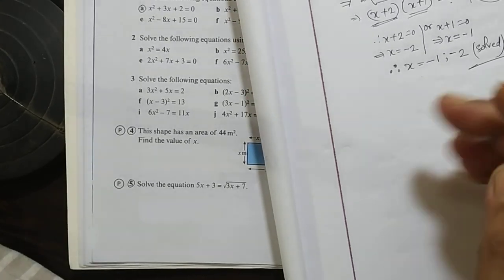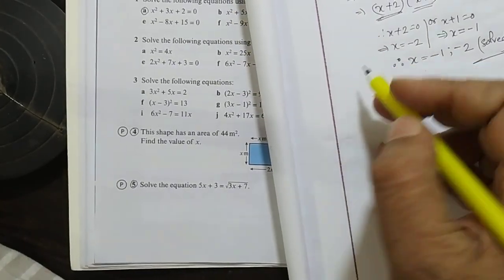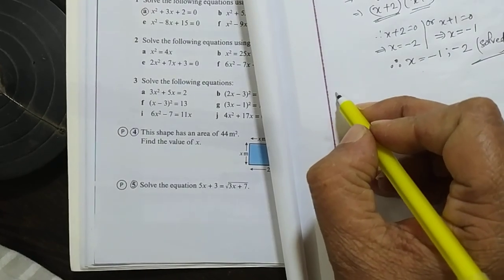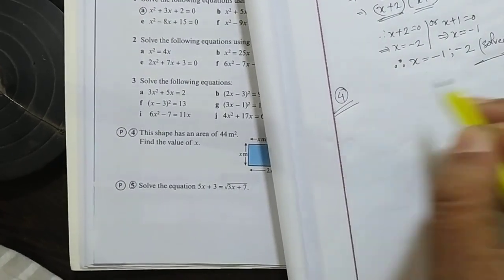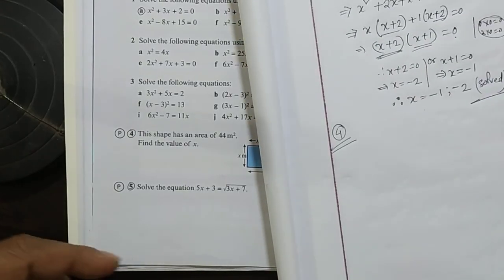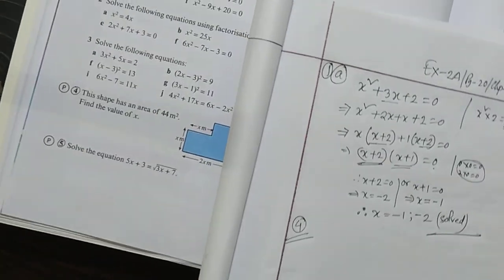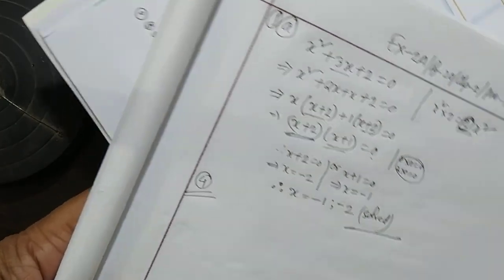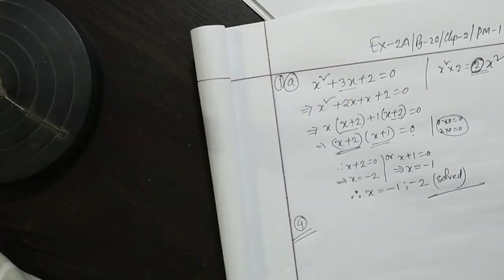Okay, now go for question number 4. This one is a little bit tricky. Not actually tricky, it is a little bit lengthy. Now, here we have a figure.